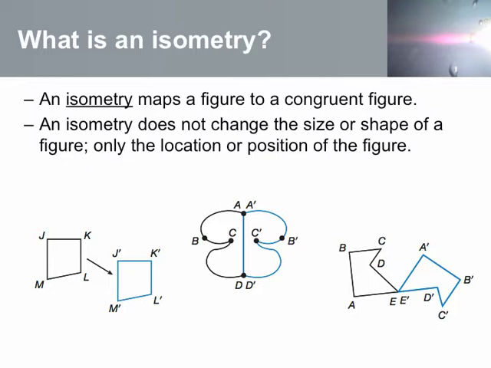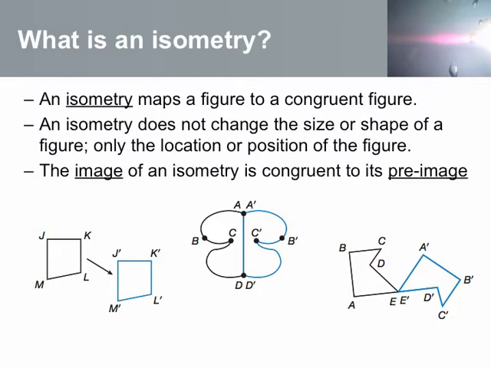The size and shape of the figure is not changed, only the ending location or position is changed in an isometry. And the image is congruent to its pre-image. In these pictures, the pre-image is the original picture, it's in black, and the image is the blue figure which has been changed. It's been transformed. This one is a translation because it's been shifted to the right and down.